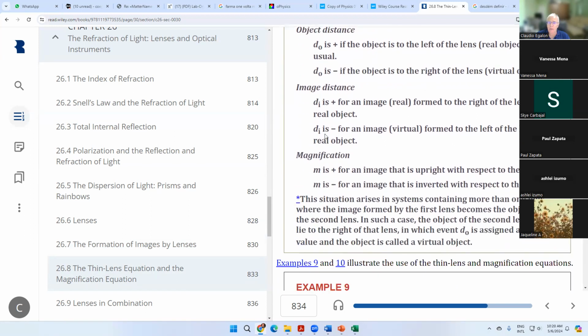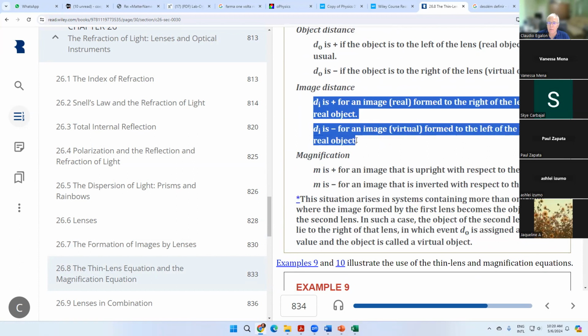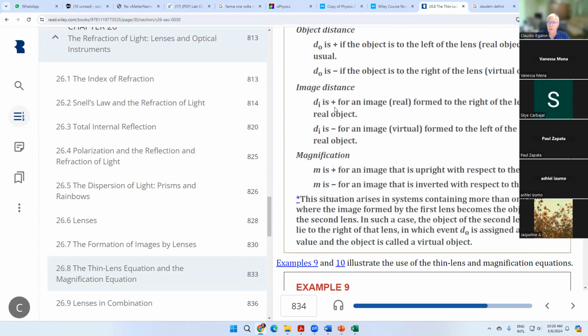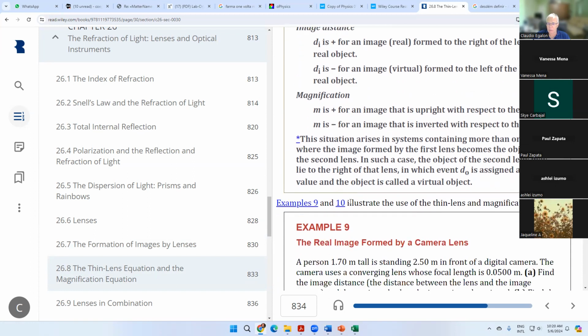Image distance, this one you have to know. Di is positive for a real image, Di is negative for a virtual image. M is positive for an upright image, M is negative for an inverted image.